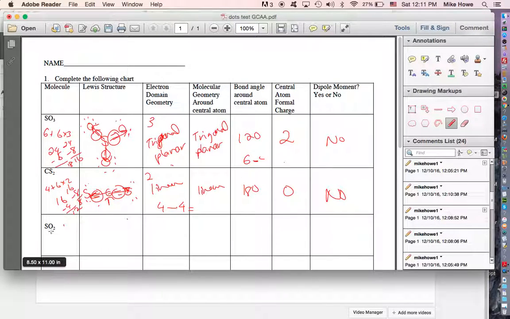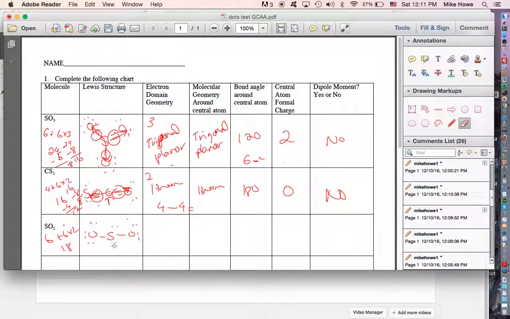SO2. SO2 is 6 plus 6 times 2. So you've got 18 electrons to put in. Put the sulfur in the middle. Take away 4, you've got 14. So 1, 2, 3, 4, 5, 6, 7, 8, 9, 10, 11, 12, 13, 14. Uh-oh, we're out of electrons. But I still need 2 for the oxygen.